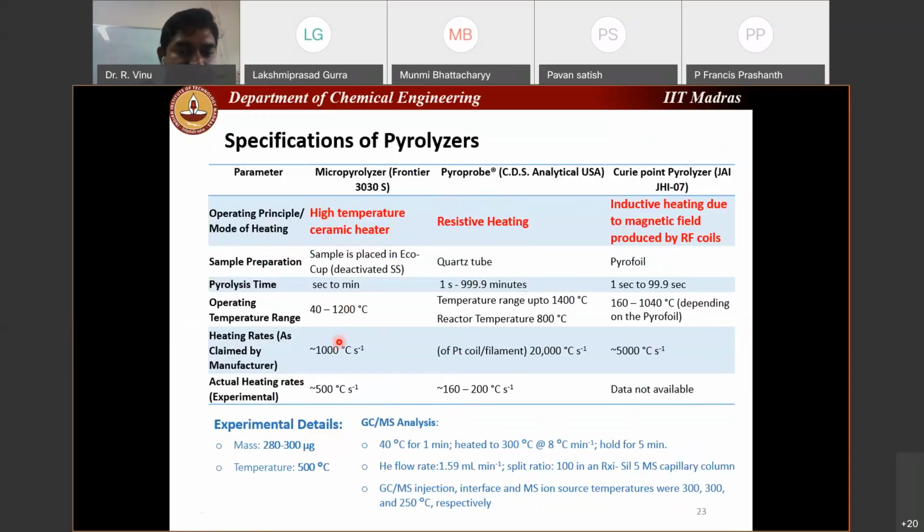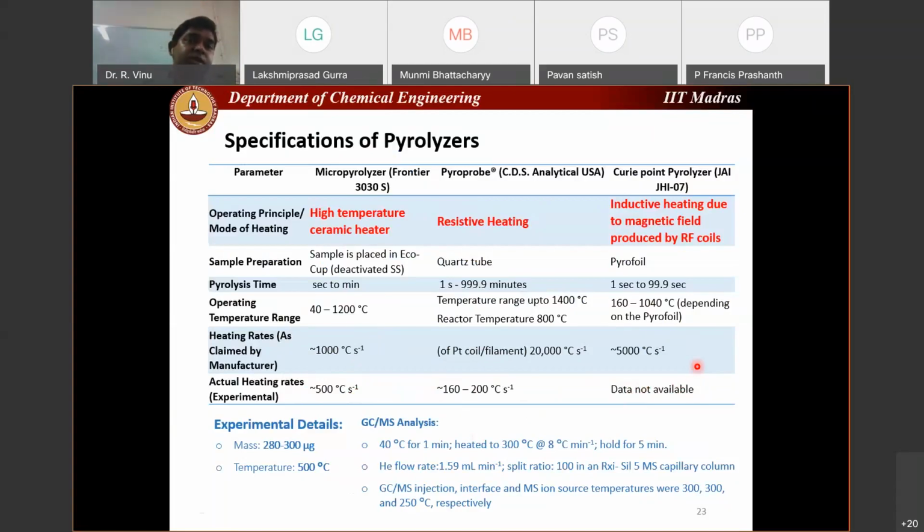But coming to the heating rates, the manufacturer claims a heating rate of more than 1000 degrees C per second in the case of the micropyrolyzer. In the case of the Pyroprobe, the maximum heating rate of the filament is 20,000 degrees per second, but the actual heating rate of the sample is typically 150 to 200 degrees C per second. Whereas here it is well proven that it can reach up to 500 degrees C per second. Such data is not available for the Curie point pyrolyzer, but the manufacturer claims that the heating rate can be very, very high.